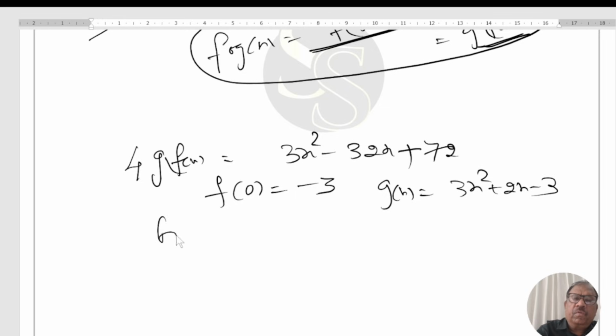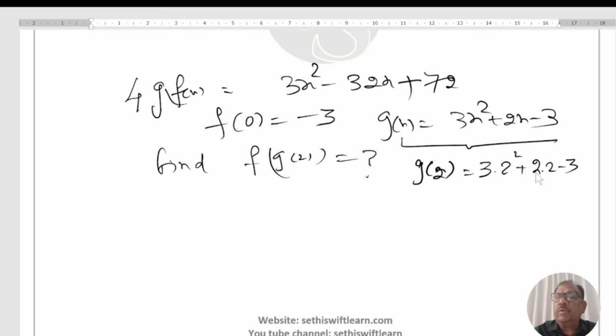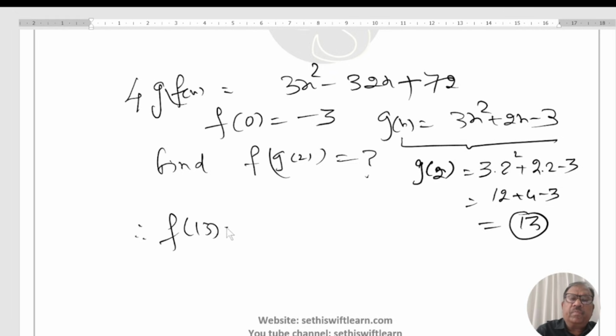We have to find the value of f(g(2)). To find its value, we need g(2). This is given by g(x). So what will g(2) be? Replacing x by 2: 3 into 2 square plus 2 into 2 minus 3, that is 12 plus 4 minus 3, which is 13. Means we have to find the value of f(13).